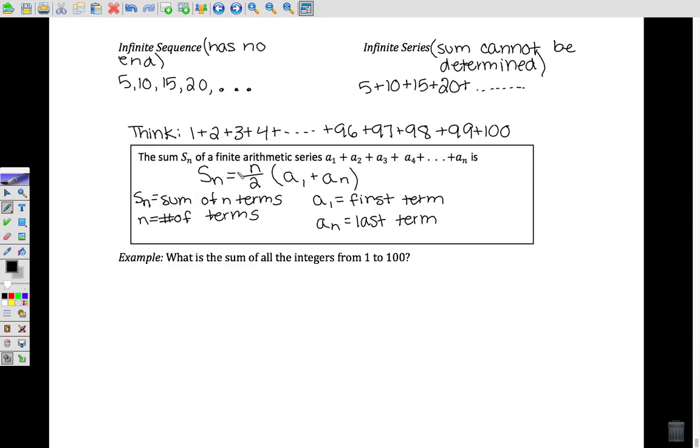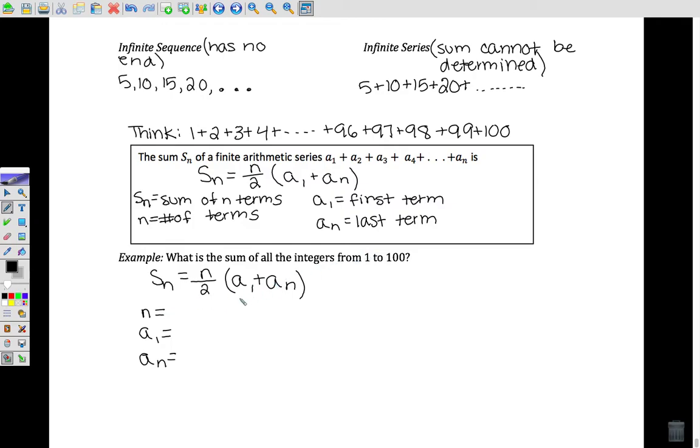So let's go back to this 1 plus 2 plus 3 plus 4 all the way to 100. How could we add those up without actually having to calculate all of that? Even with a calculator, this would take a long time. So using this formula, S sub n is n over 2 times the sum of the first term plus the last term. The first thing we have to figure out is how many terms are there, what's the first term, and what's the last term? Once we know those 3 things, we can just plug and chug into this formula.